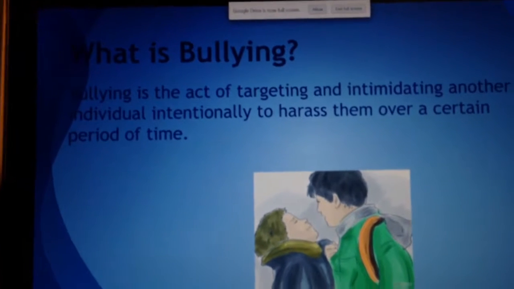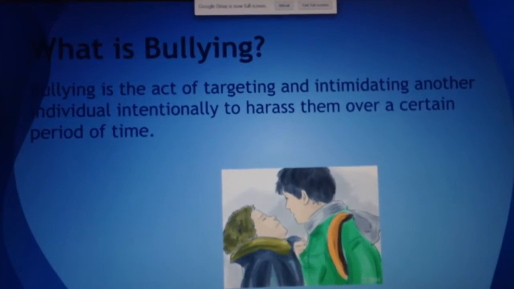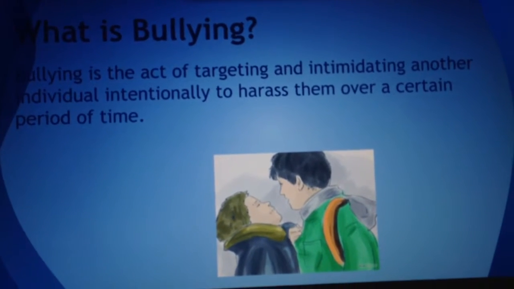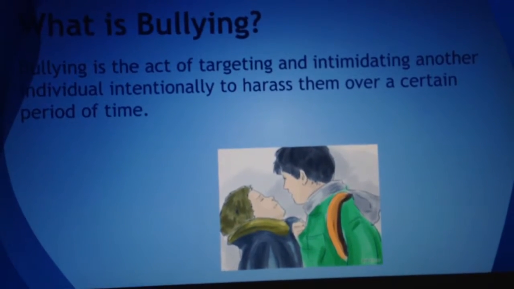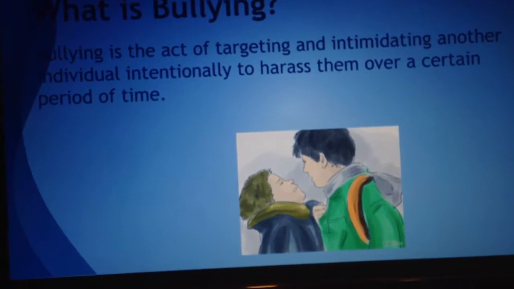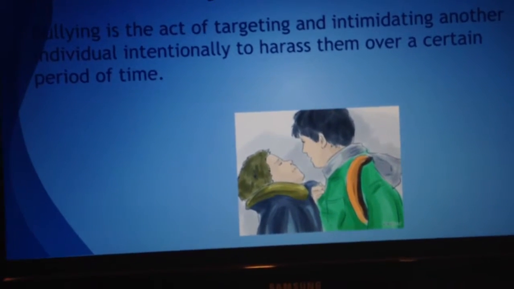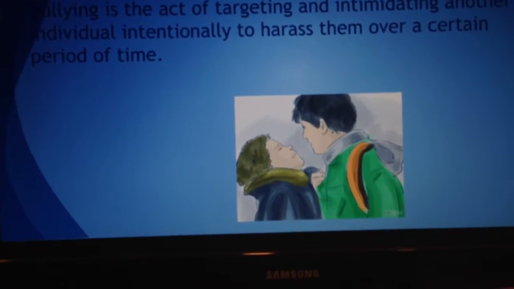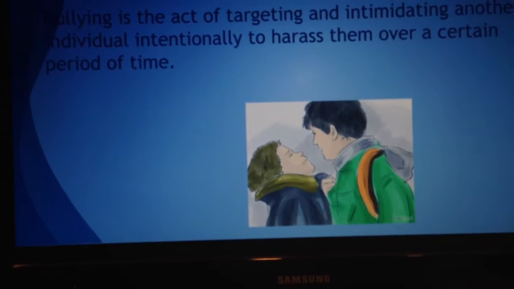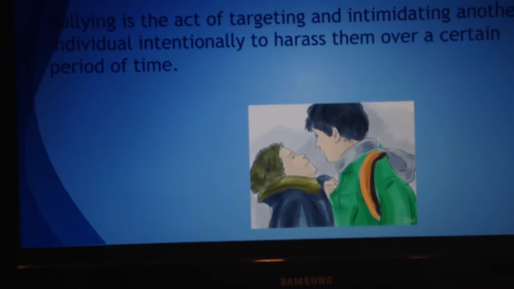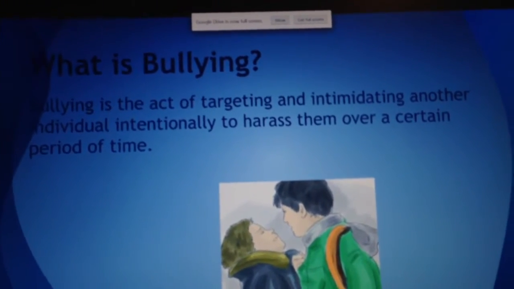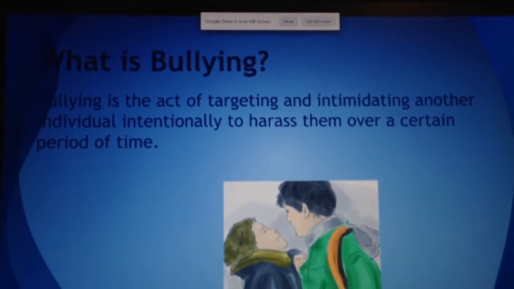What is bullying? Bullying is the act of targeting and intimidating another individual intentionally to harass them over a certain period of time. Bullying has to have three characteristics, and they all form the acronym PIE. P stands for pervasive, I stands for intentional, and E stands for extended period of time. If a scenario has all three of those characteristics, then it can be considered bullying.